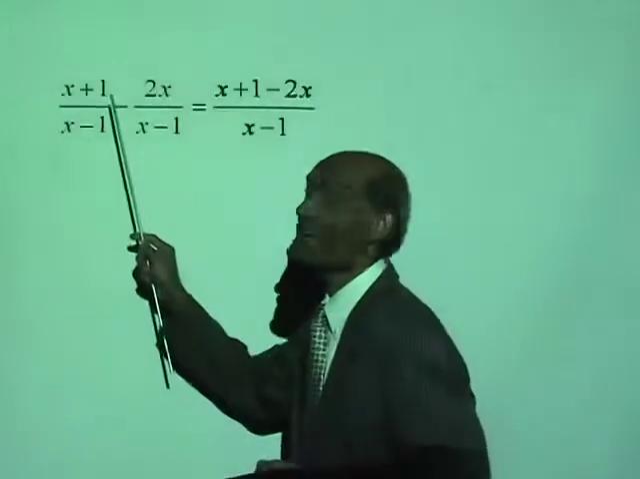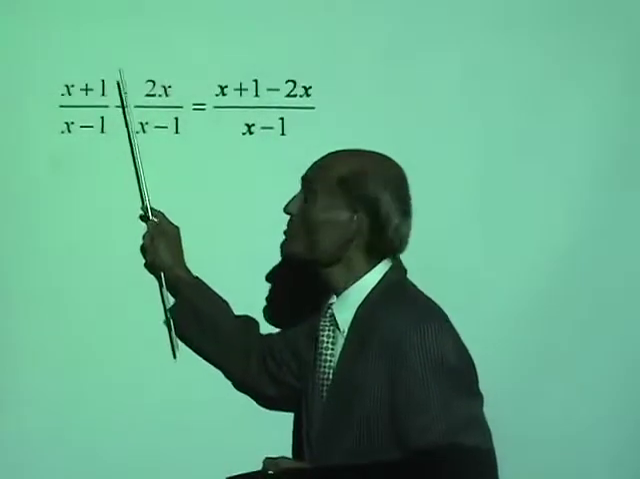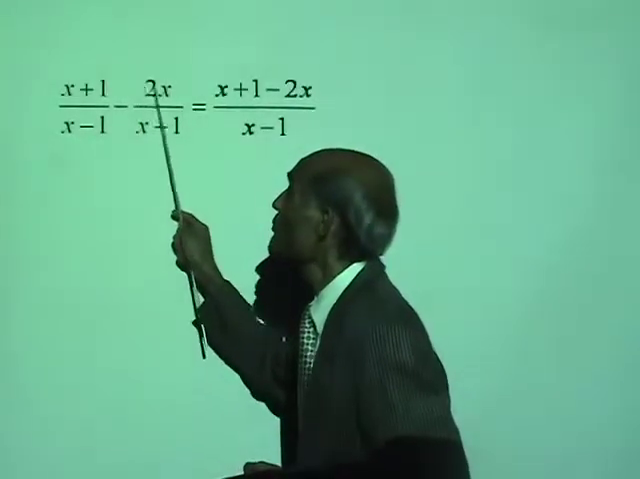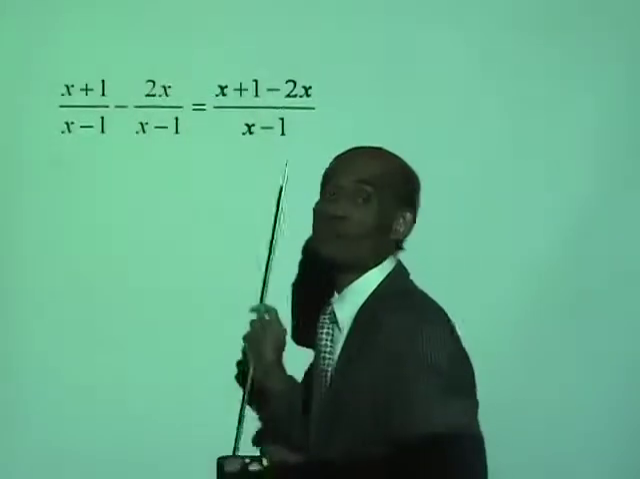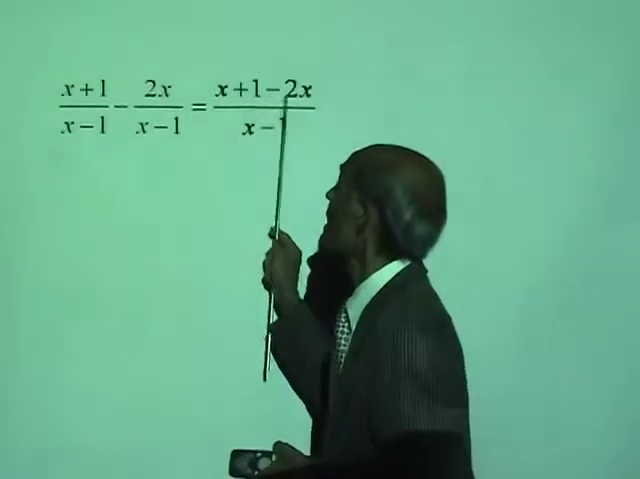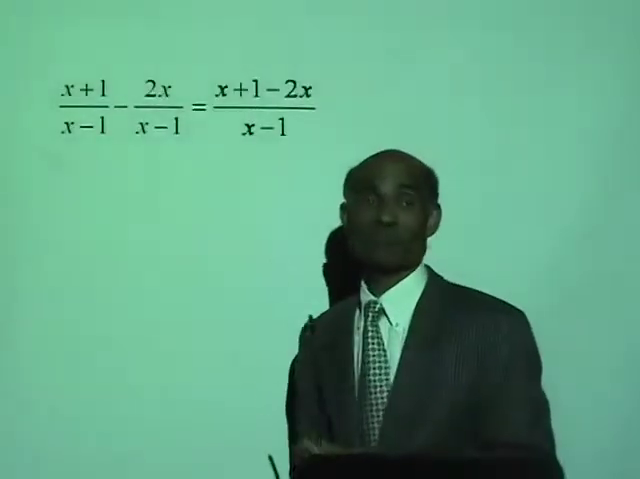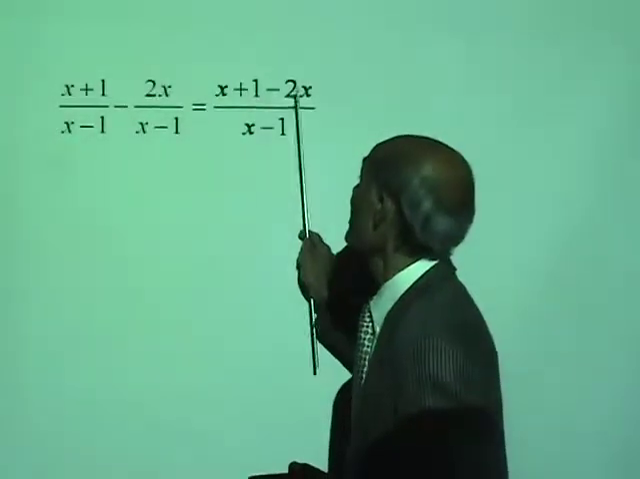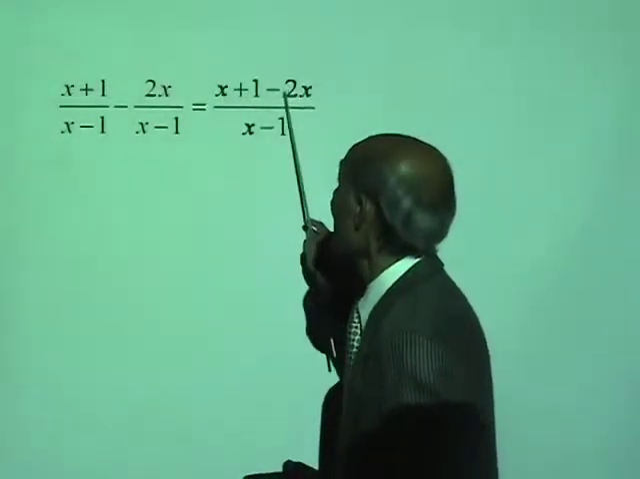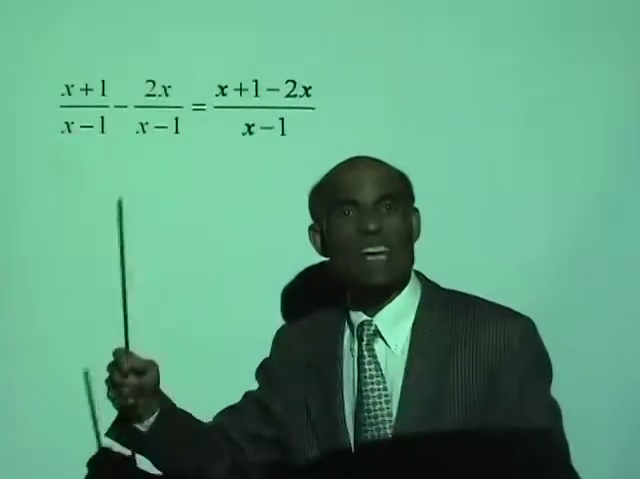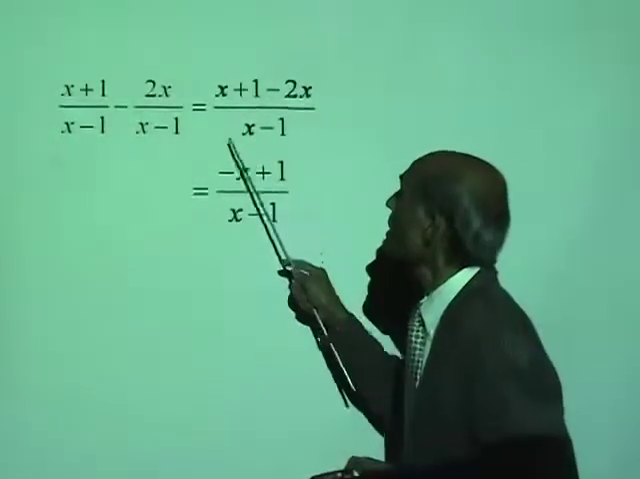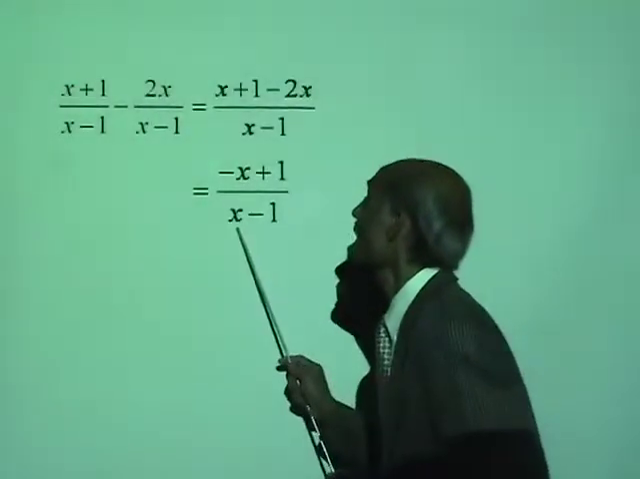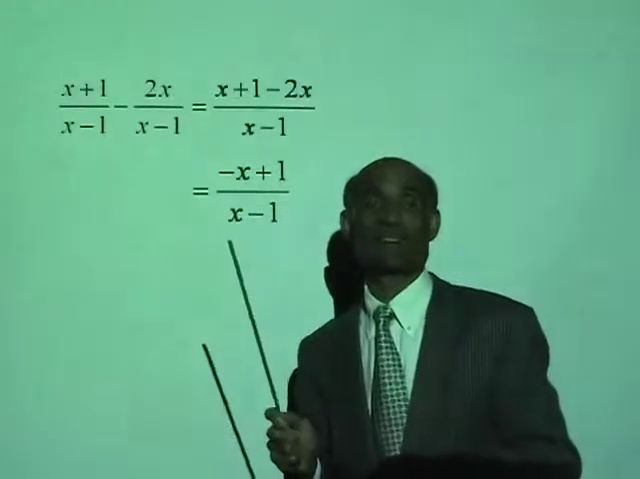And what is my numerator? Watch how we construct the numerator. It will be x plus 1 minus the quantity 2x. So my numerator is x plus 1 minus 2x. Now simplify. What is x plus 1 minus 2x? x minus 2x is a negative x. So that will be negative x plus 1 over x minus 1.